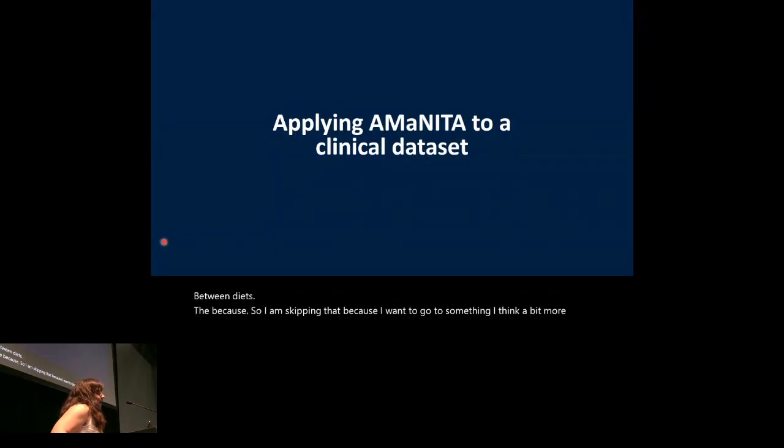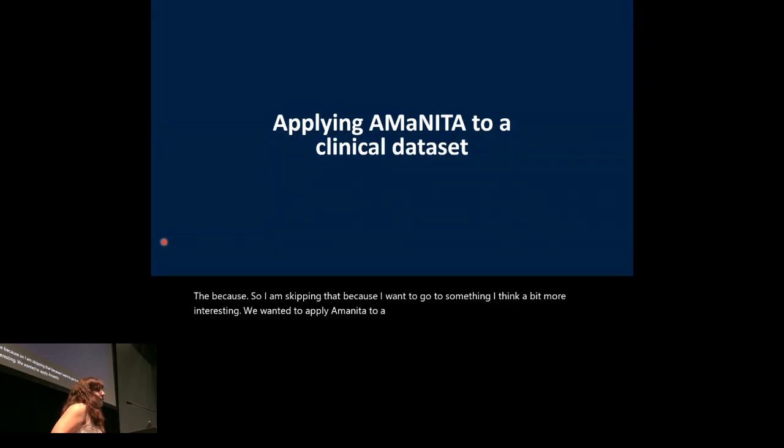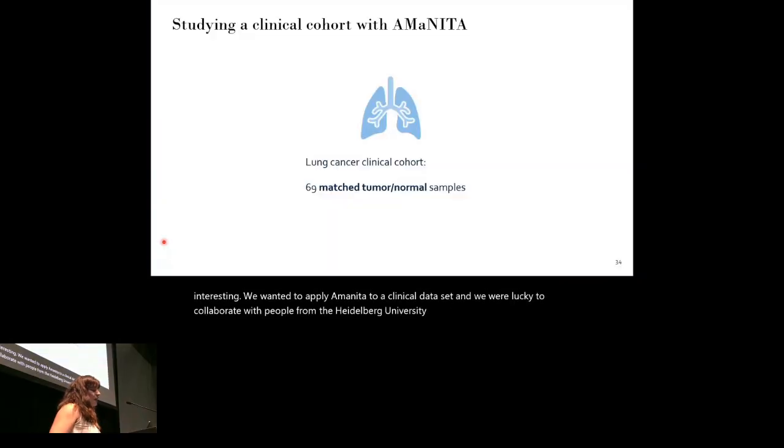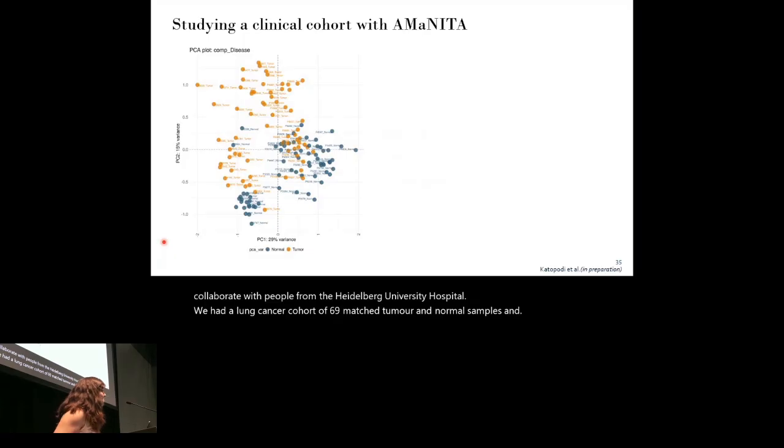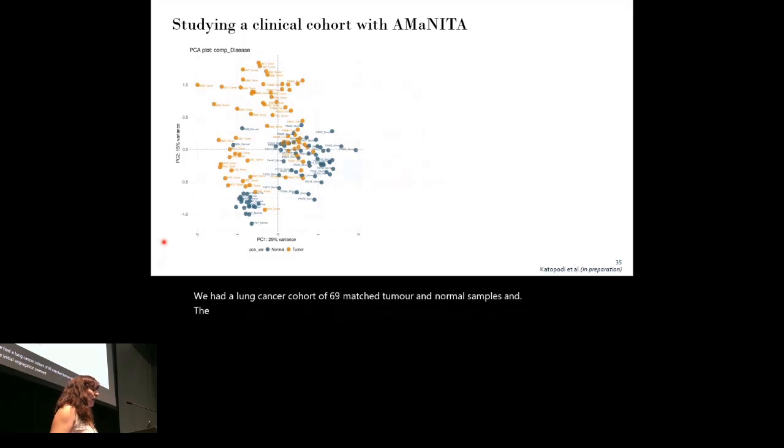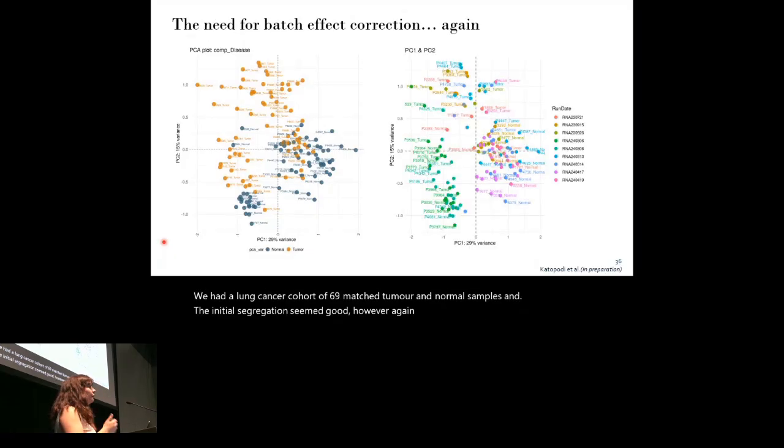We wanted to apply AMaNITA to a clinical data set, and we were lucky to collaborate with people from the Heidelberg University Hospital. We had a lung cancer cohort of 69 matched tumor and normal samples, and the initial segregation seemed good. However, again, we were seeing a lot of batch effect. So again, our batch model seems to be useful here.